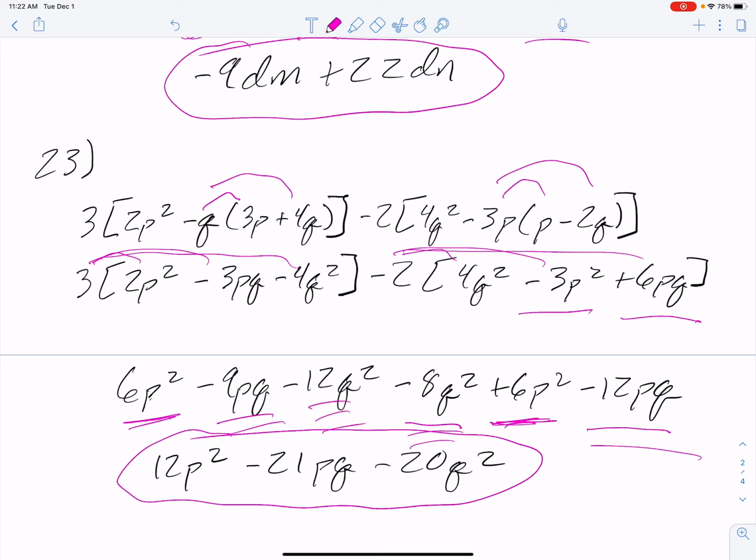Again, when it comes to single terms, single variables, we're going to be very careful about descending order. When we start seeing multiple variables, we're not going to be as worried about descending order.